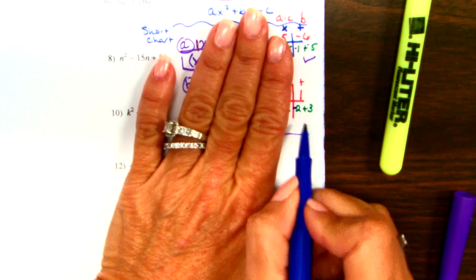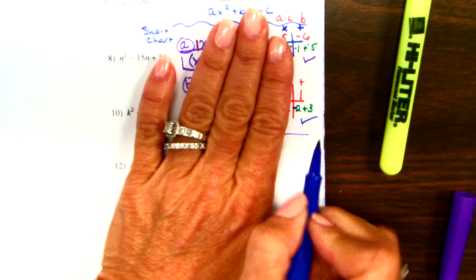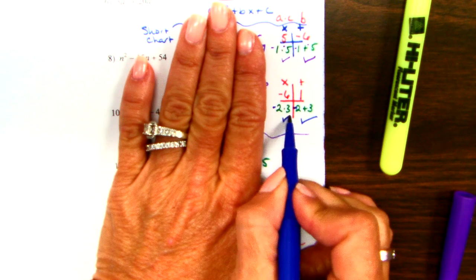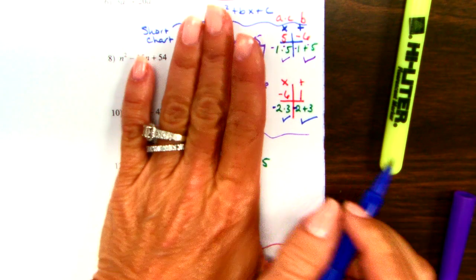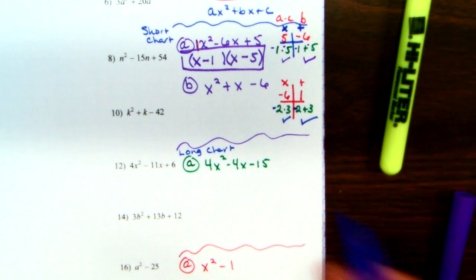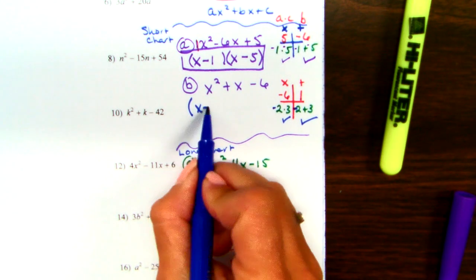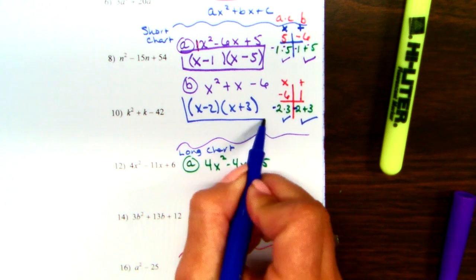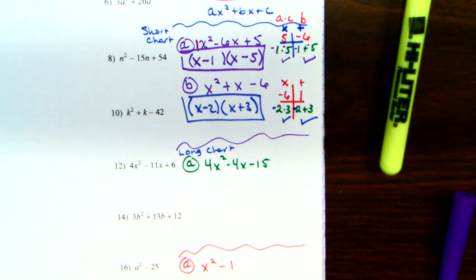2. Negative 2 plus 3 is 1. Now make sure it works over here. Negative 2 times 3 is negative 6. We're ready to write our answer. X minus 2, x plus 3. Any order. As long as the 3 is positive and the 2 is negative, it doesn't matter which one goes first.